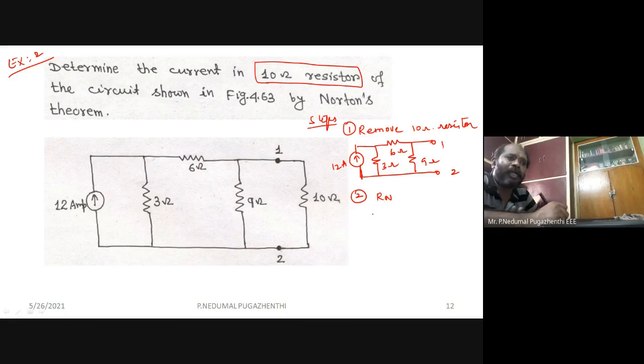So what will I do? I will keep the circuit available now. I will take off the independent sources. I will switch off my independent sources. So how does my independent source here have to be removed? It's a current source, so I will open circuit it. And I will try to find my R Norton across 1 and 2. This is 9 ohm, this is 6 ohm, and this is 3 ohm. Can anybody say what is R Norton? Just like that. You can see that and tell me.